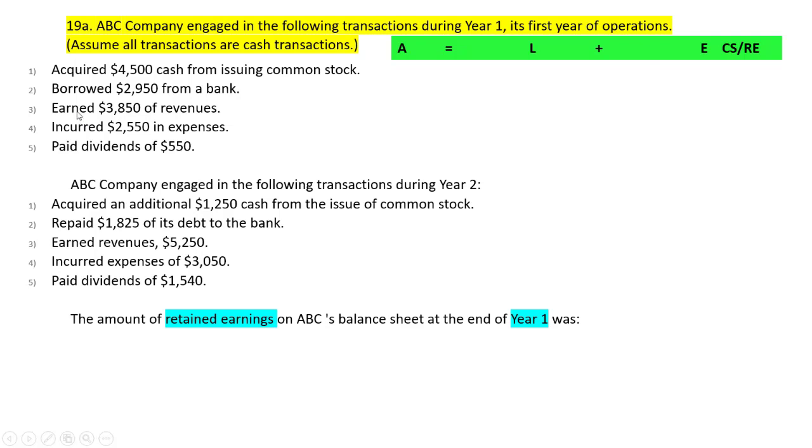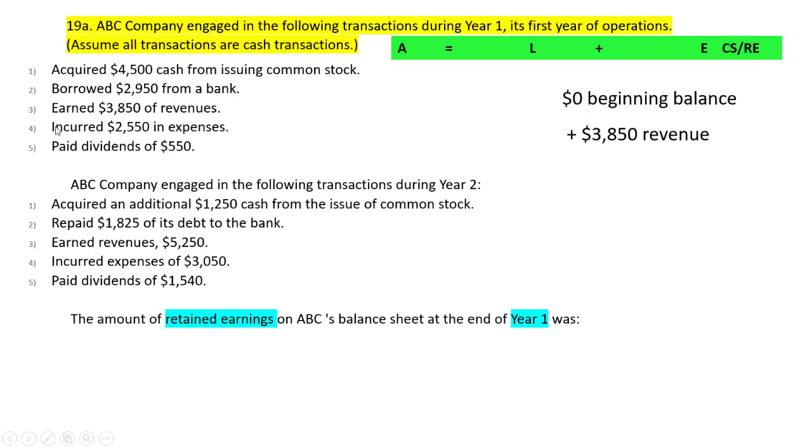We earned $3,850 revenue. Well, cash goes up $3,850, and so do revenues under retained earnings under the equity section. So that's one of the things that will affect it. So if you start with the beginning balance of retained earnings for year one, because it's the first year of business, and you want to add revenues to it, that's the first thing we'll do.